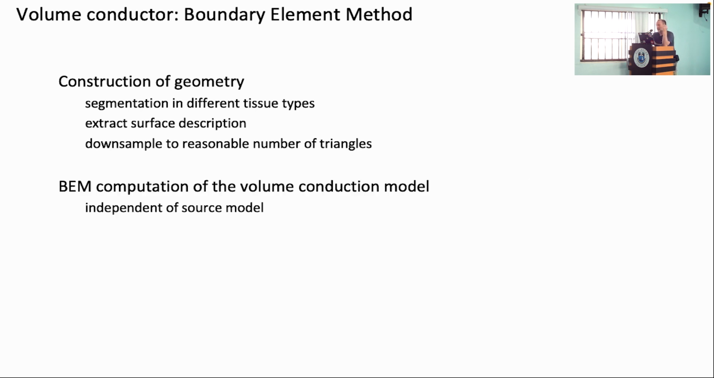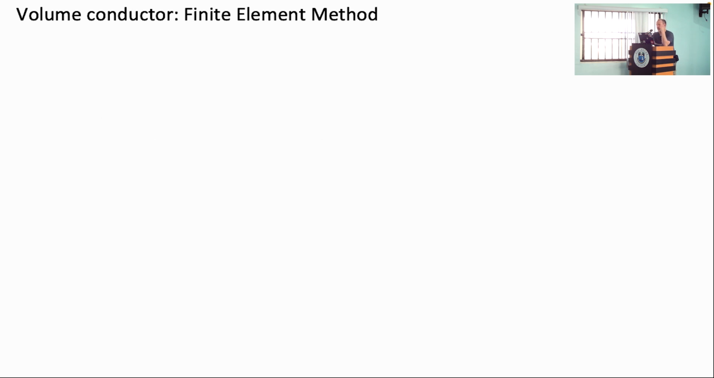Now that we have the geometry, we can assign the conductivities to the 3 different tissue types. So we say, well, the skull is more resistive, and the scalp and the brain are more conductive. And we can compute the volume conduction model. And this computation is independent of the source model. So this is something that you only have to do once. And then once you use it during forward modeling and inverse modeling, it is very fast.